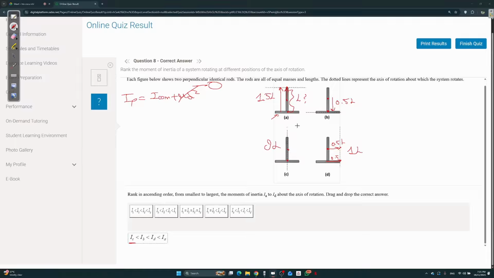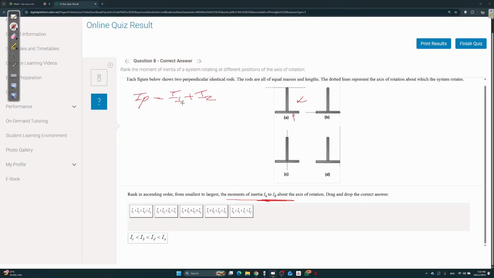So the highest is obviously going to be A. Then the lowest is C, after that is B, then D. So it's C, B, D, A. When you see 2 rods and they're asking you the moment of inertia, basically when you have more than one shape forming a system, like I told you guys, the new I is equal to I1 plus I2.